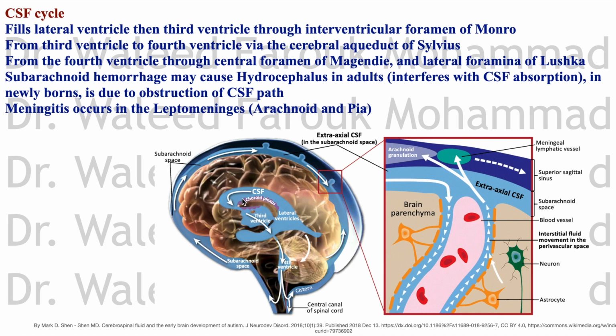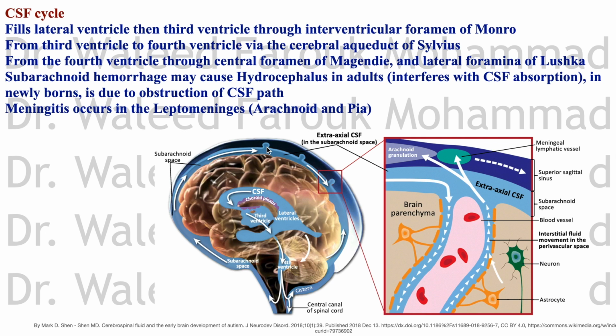Now the cycle. The choroid plexus in the ventricles forms the CSF. It fills the lateral ventricles. See that? And then through the interventricular foramen of Monro to the third ventricle, and through the aqueduct of Sylvius to the fourth ventricle, and here through the foramina of Magendie to the central canal of the spinal cord, and Luschka to the outside of the spinal cord. See that? And then to the outside of the brain, where it's drained by the arachnoid granulations.